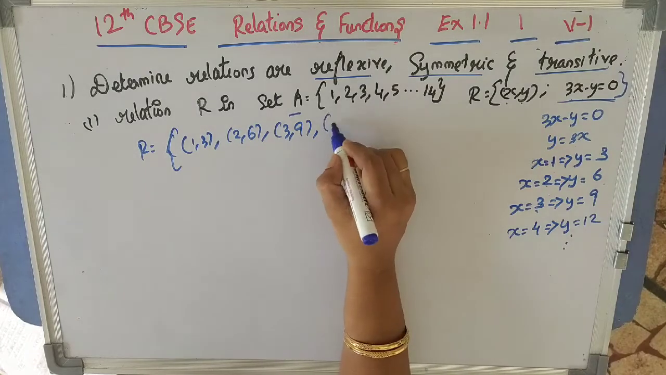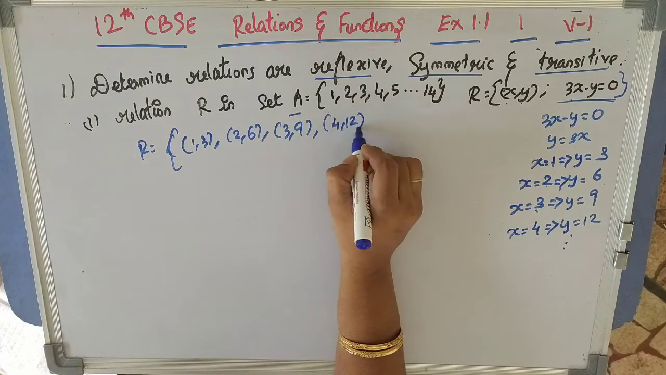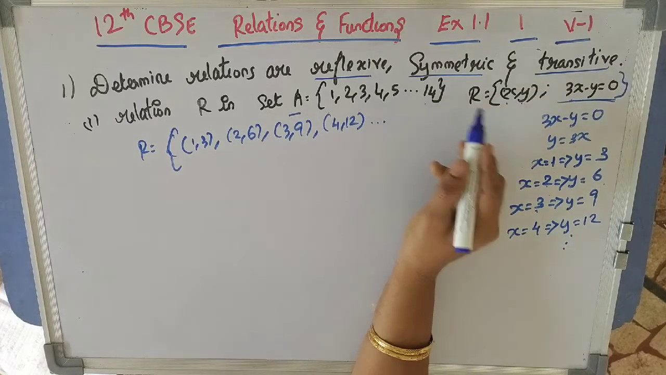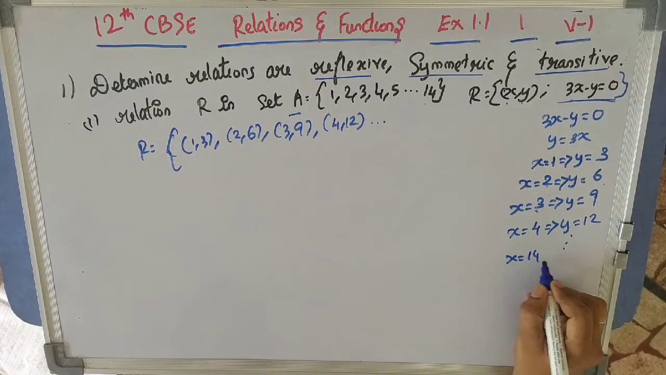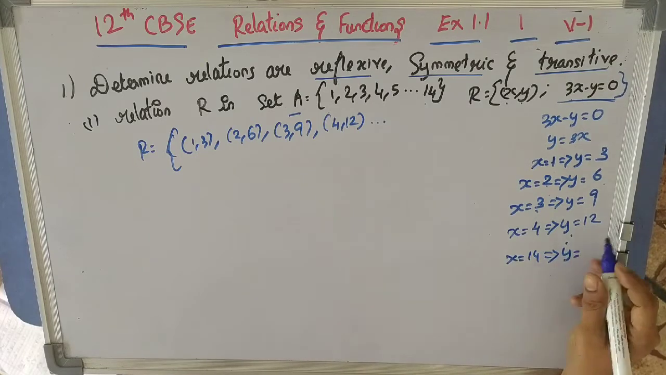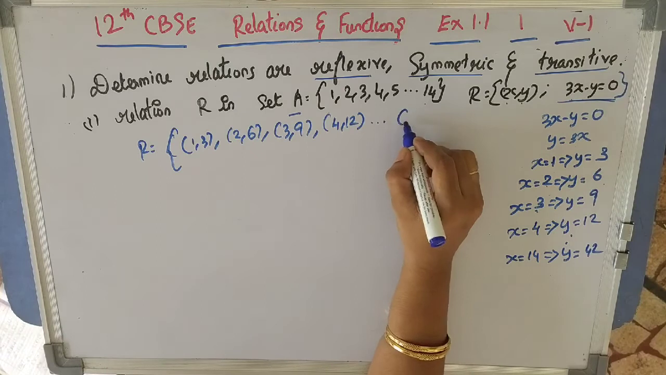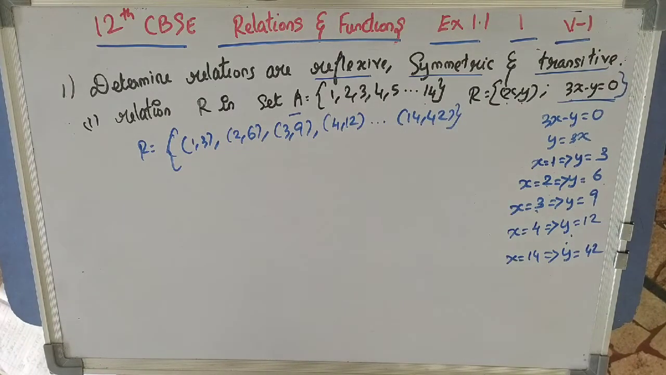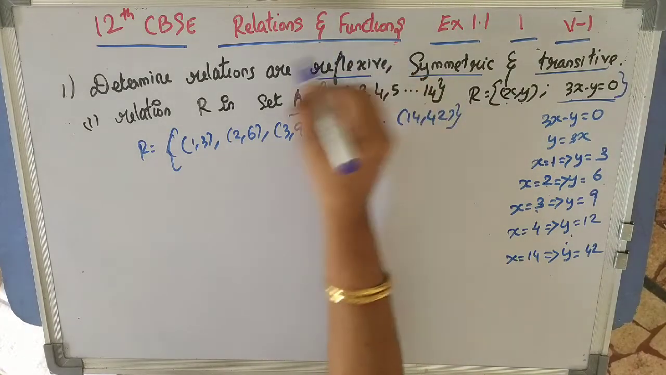Till what ordered pair does it go on? Till x is equal to 14, because in set A the last number is 14. So when x is equal to 14, y is equal to 3x, that is 3 into 14, which is equal to 42. So the last ordered pair of the relation R is (14, 42). Now we have found the relation.